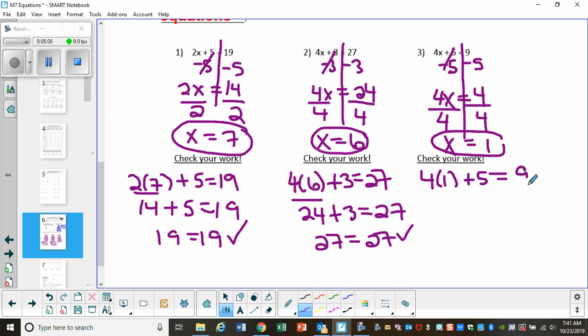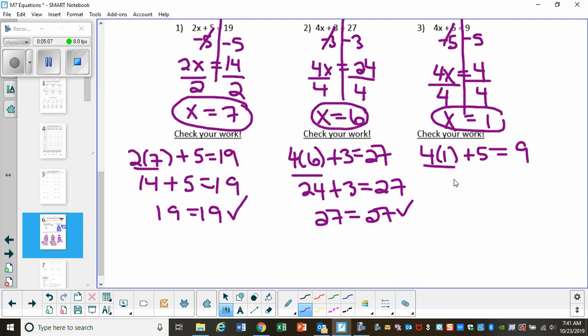And so after I plug in using parentheses, I follow PEMDAS. 4 times 1 is 4. Second step is to add 5. 4 plus 5 is 9. And so since 9 equals 9, check, we are in balance.